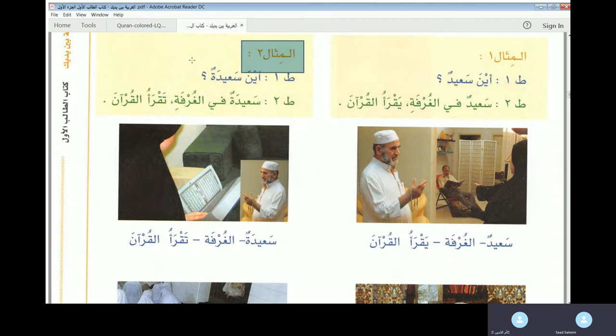The second example. First student: Where is Saeeda? Second student: Saeeda is in the room reading the Quran. Saeeda is in her room. Okay, Saeeda is, she is reading the Quran. So taqra means she is reading. Yaqra means he is reading. Okay.